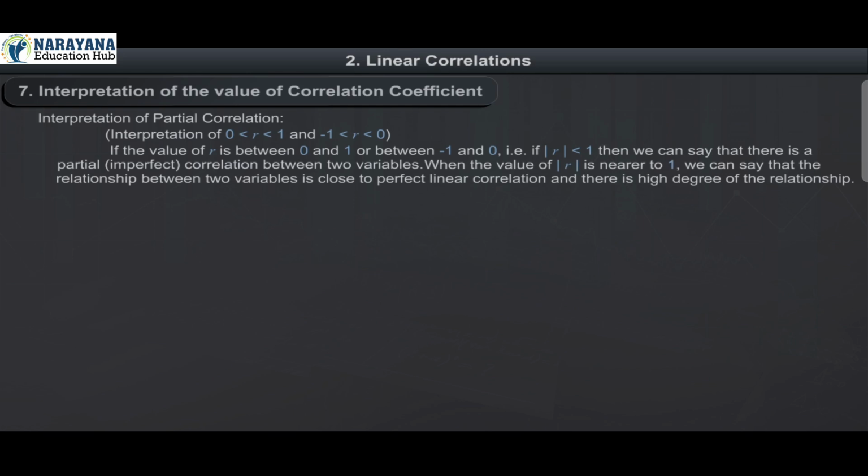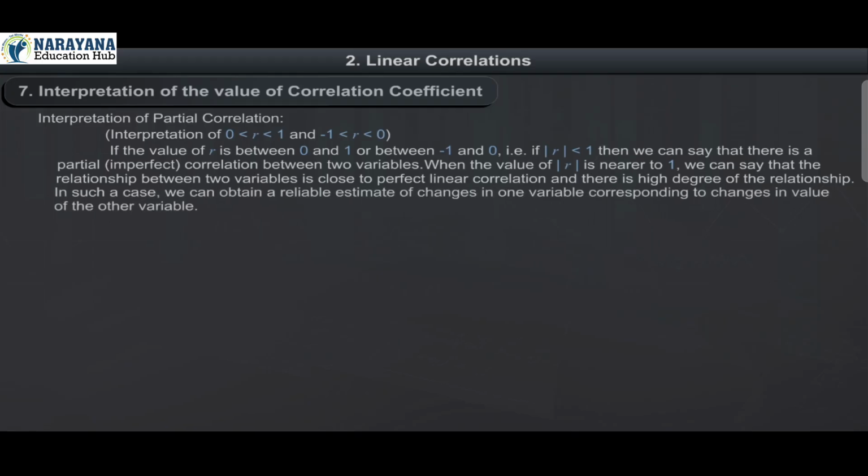When the value of modulus R is nearer to 1, we can say that the relationship between two variables is close to perfect linear correlation and there is high degree of the relationship. In such a case, we can obtain a reliable estimate of changes in one variable corresponding to changes in value of the other variable.